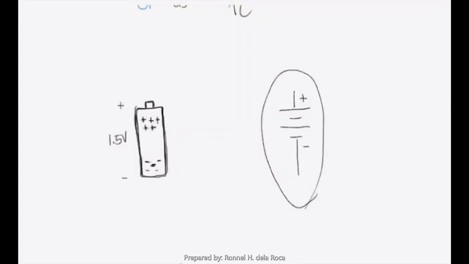So suppose we have an AA battery as shown. The positive terminal contains excess positive charges and the negative terminal contains excess negative charges. So since an AA battery is rated 1.5 volts, it is required to move certain charges from, let's say, positive terminal to negative terminal 1.5 joules per coulomb para magawa yon, which is the definition of voltage.